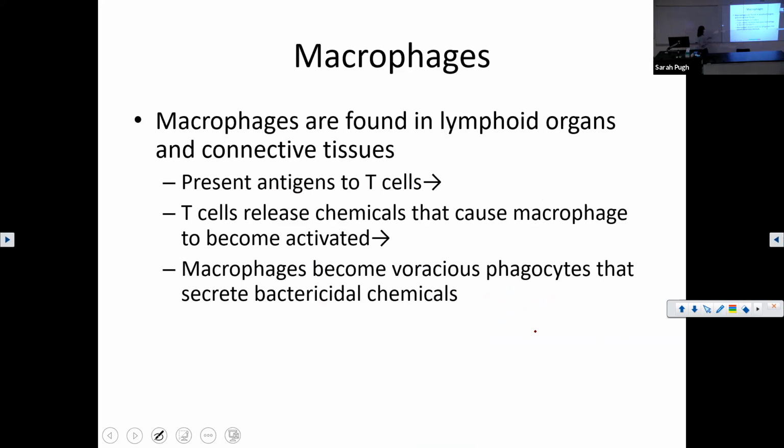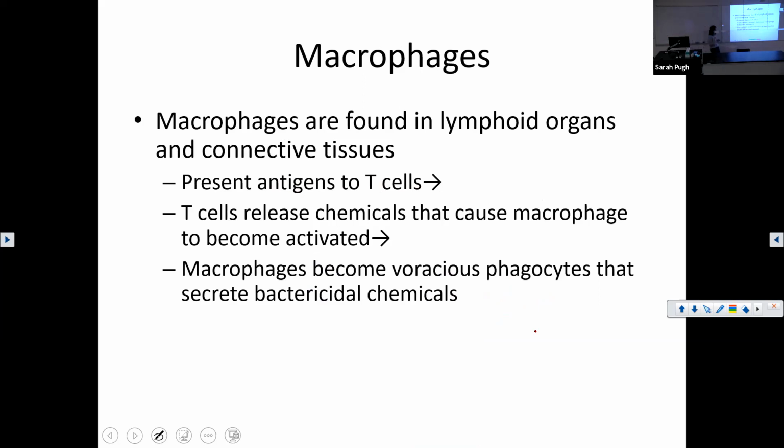We also have macrophages. We find these in lymphoid organs. We find them in connective tissue, which is all over our body. These will do the same thing. They will present that foreign antigen to the T cell.